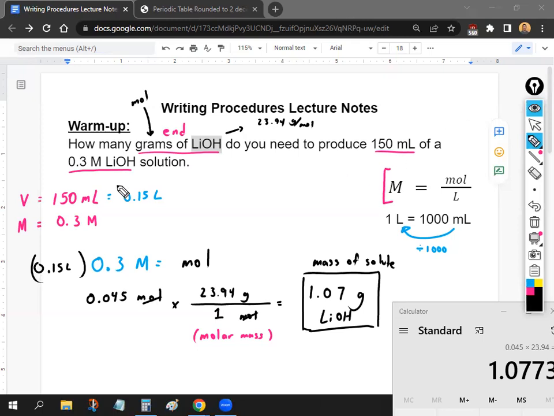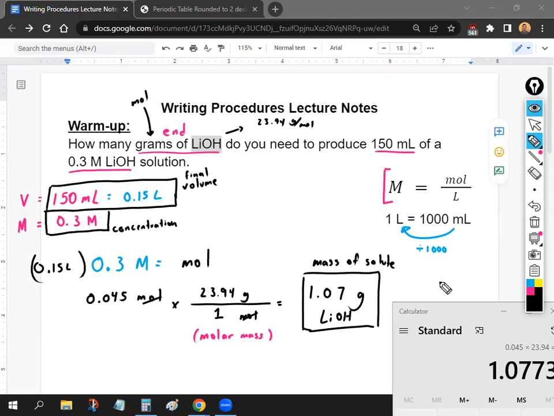All right. Next, let's put a box around both of these, 150 milliliters and 0.15 liters. This is going to be our volume. Actually, let's label that as final volume. This is how big your solution is going to be. And then the last number that we're going to box is 0.3 molarity, and we're going to label this as our concentration.